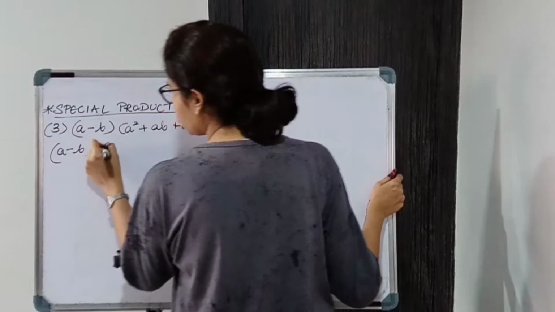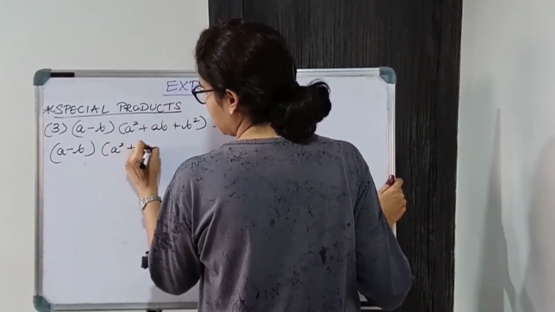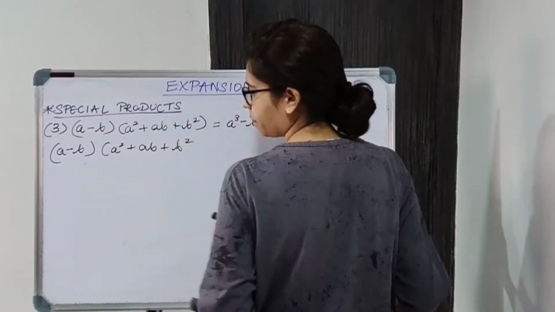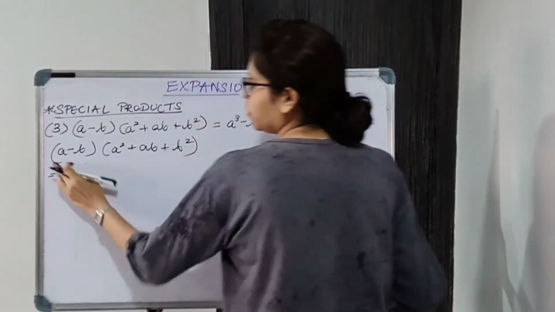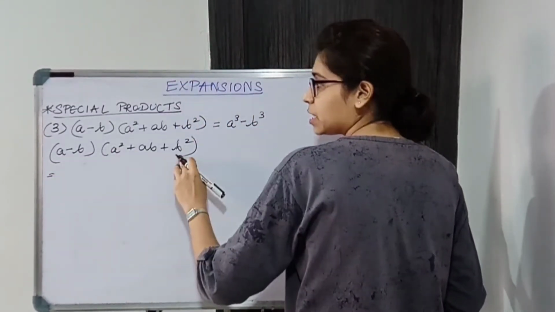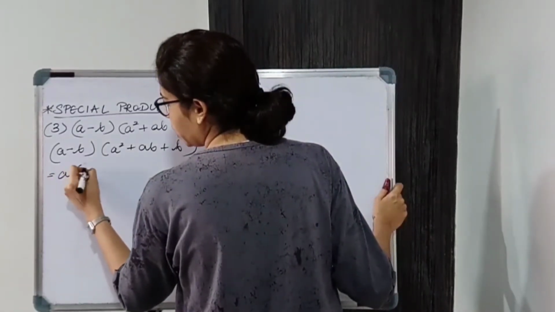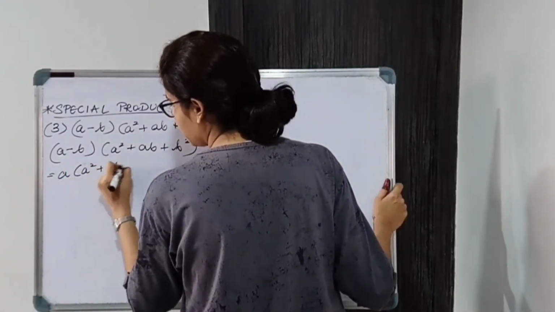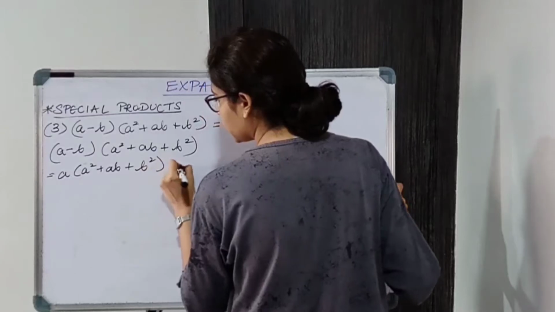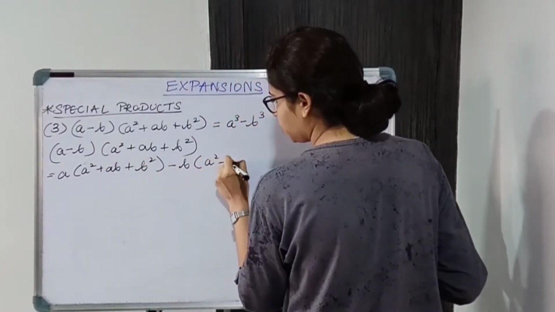(a minus b) into (a square plus ab plus b square). We'll multiply the first term with the second bracket and then the second term with the second bracket. So a into (a square plus ab plus b square) minus b into (a square plus ab plus b square).